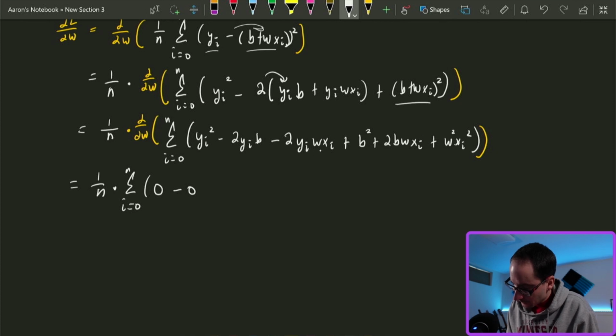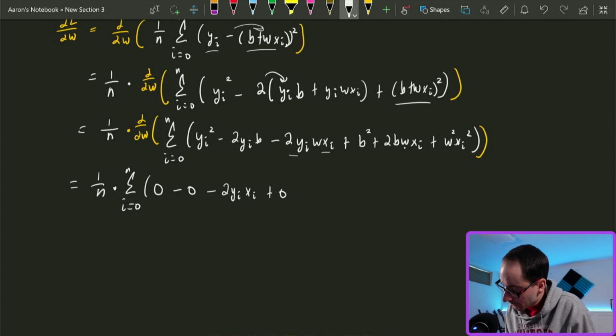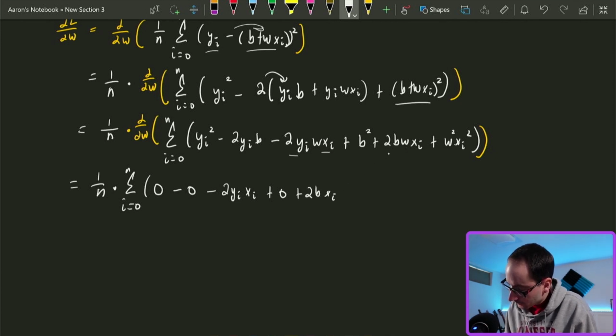Minus 2yiwxi. Okay, so now we have a term with w. Everything else here is treated as a constant. So we just have a first power of w, so the derivative there is just 1. We're going to have our constants carry with us. So minus 2yixi, plus b squared. That derivative there is 0. We have another single power of w, so the derivative of that is 2bxi. So there we go. Those are my constants that tag along for the ride.